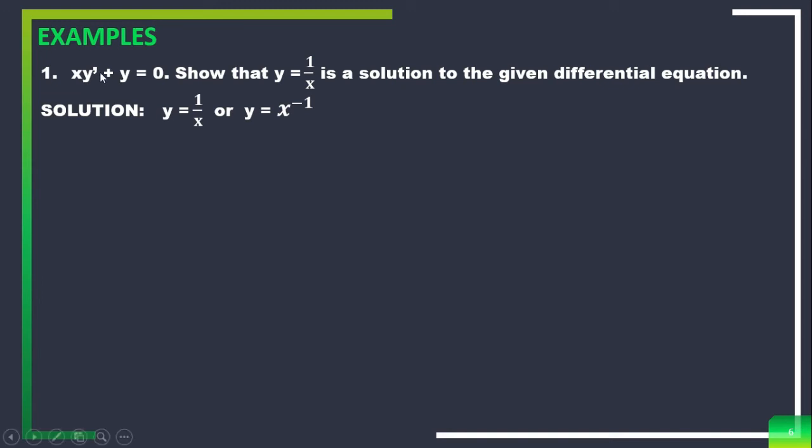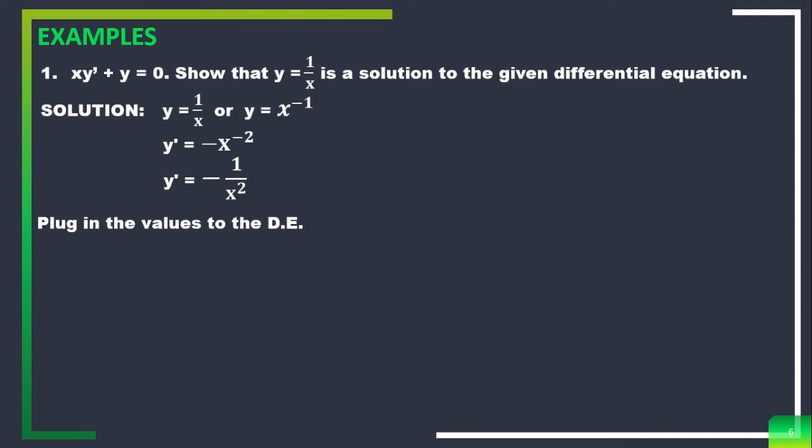Okay, since our differential equation here is first degree only, or first derivative only, we will also get the first derivative of our given solution. Okay? So this is our first derivative, negative x raised to negative 2, or we can rewrite that as negative 1 over x squared. And after finding the derivative of our given solution, we'll plug in the values to the differential equation.